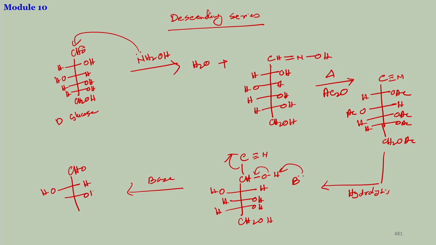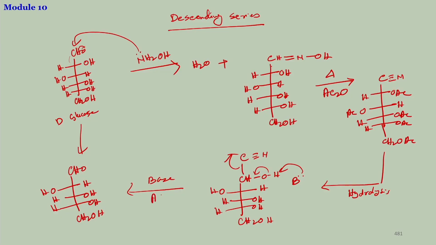CH2OH. So, you have descended one carbon here. Now, you should not use a very strong base obviously, because this is kind of an anomeric one. So, it is very labile.